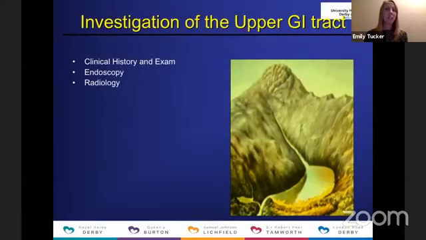So when investigating the upper GI tract, obviously we always start with clinical history and exam, as with any patient in any situation. If you're concerned about dysmotility or motility disorders, you would still always assess structure beforehand. And obviously patients would always generally undergo a gastroscopy before undergoing any high resolution manometry, because you need to know that things are structurally okay before you start thinking about motility and dysfunction.